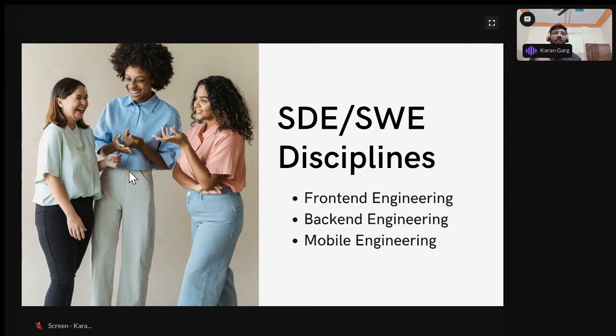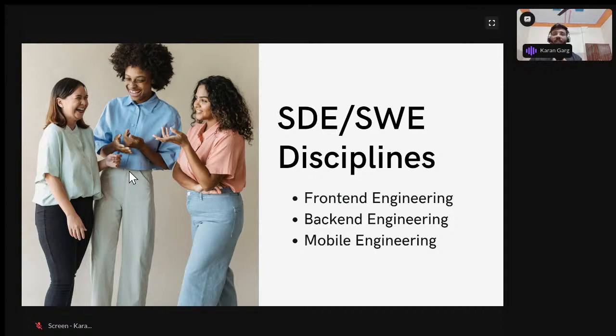Then the second part is backend engineering. In backend engineering, the famous tech stacks are mainly Java-related stacks, like Java, Spring Boot, Dropwizard, and all. You can learn that, or you can learn Python-related stuff like Django, Flask, and all, or you can learn a Node.js-related stack. But again, my recommendation is to focus on one technology. Don't dive deep into hundreds of things. Just focus on one, but go deep in that.